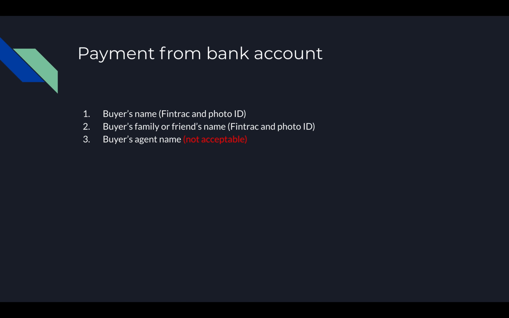Payment from a bank account. If the deposit is from your buyer's name, then FinTrack your client, no matter what. If the bank draft is from the client's spouse, parents, or even friends, you have to FinTrack them as well. The deposit cannot come from the buyer's agent, because that would be against the council rule and may be considered money laundering.